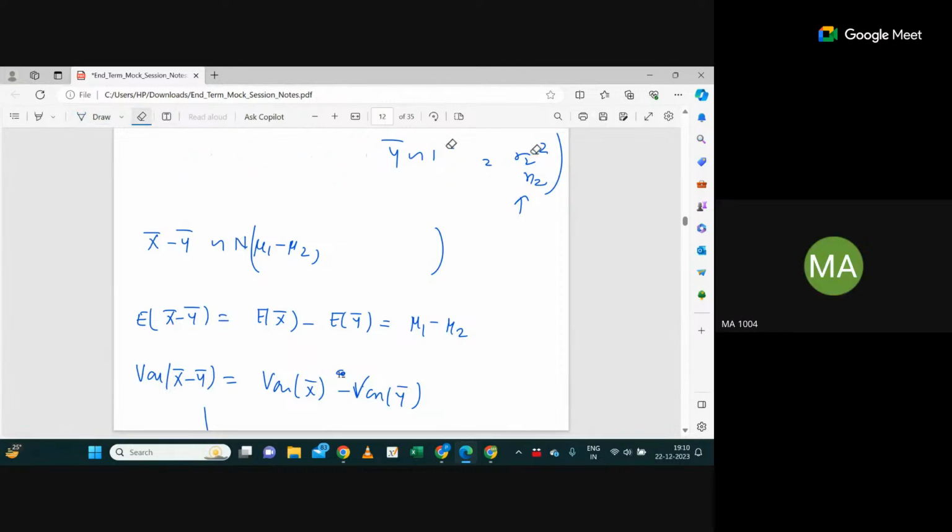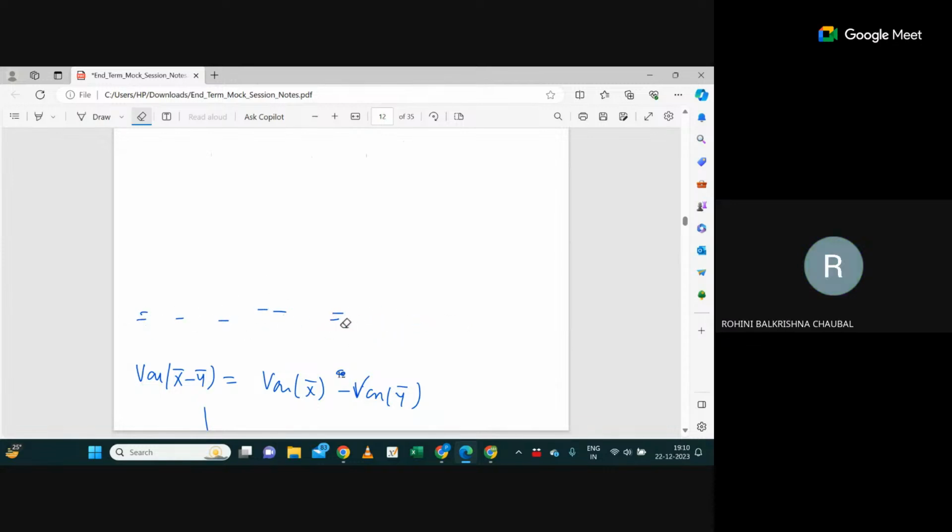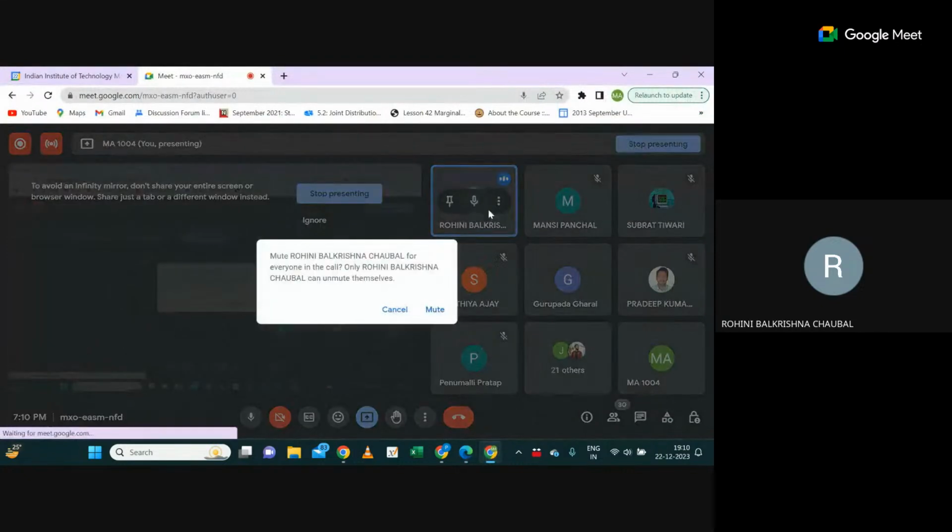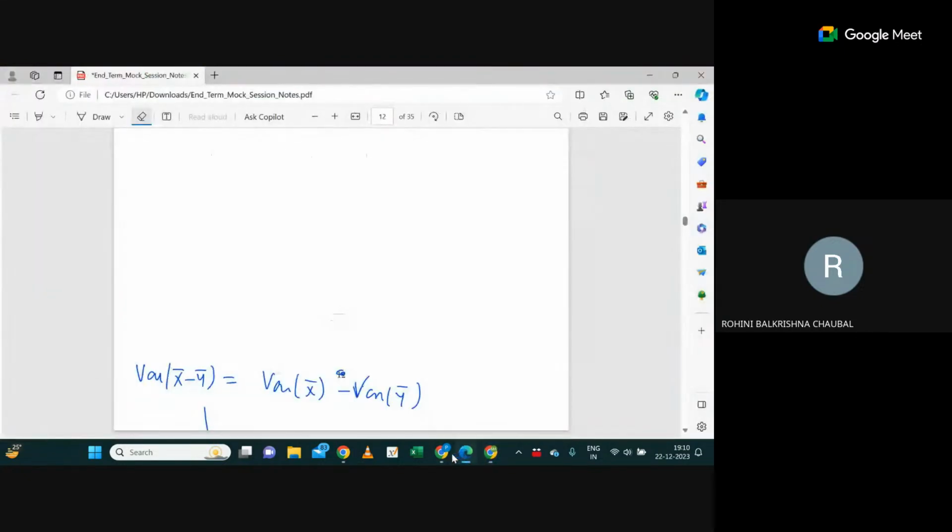Just give me a second. I'm erasing because of the continuation of the solution of that particular question. This becomes z and this becomes j. Just give me a minute, please.